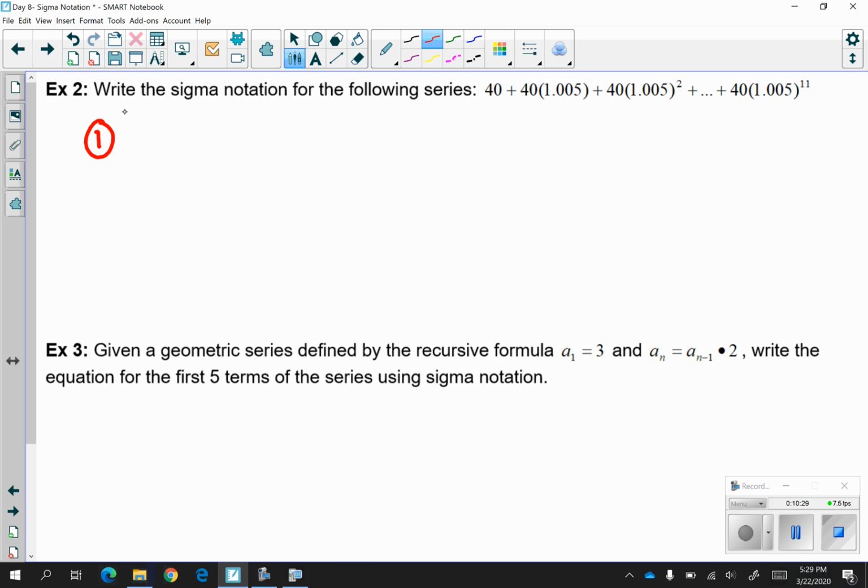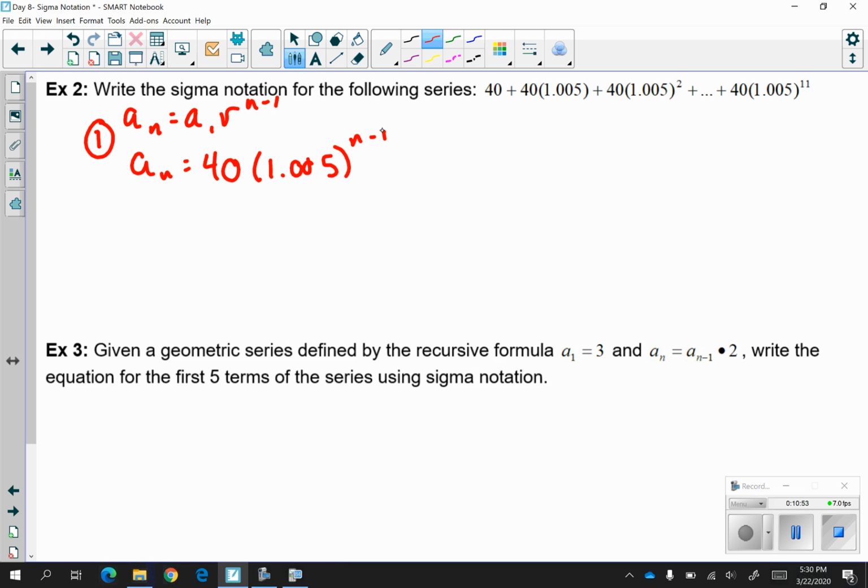So I know I have a common ratio, and I know that's geometric. So I'm going to start with a sub n equals a sub 1 times r to the n minus 1. From there, my first term is 40. My common ratio is 1.005. And I have n minus 1.